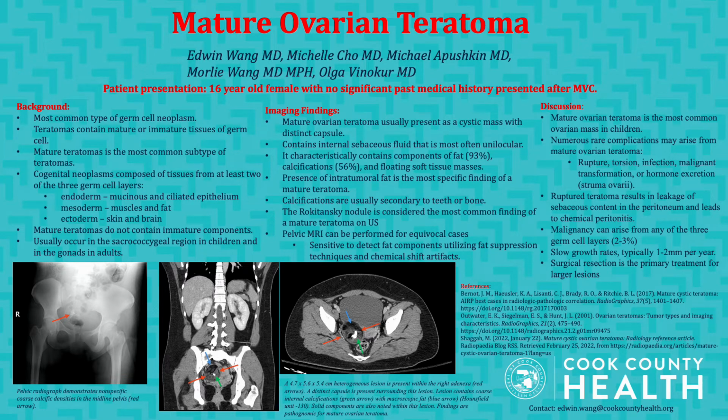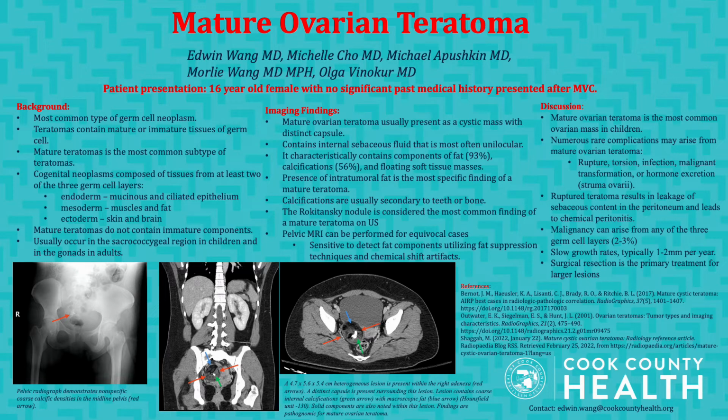So the germ cell layers are endoderm, which turns into mucinous and ciliated epithelium, mesoderm, which turns into muscle and fat, and ectoderm, which turns into skin and brain. So most mature teratomas do not contain immature components, and the tissue subtypes are very well differentiated. So teratomas usually originate in the midline, usually occur in the sacrococcygeal region in children and the gonads in adults.